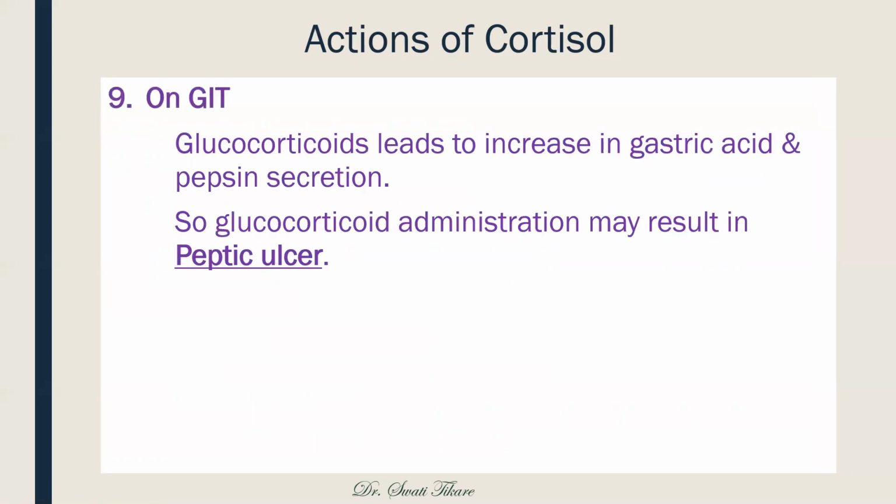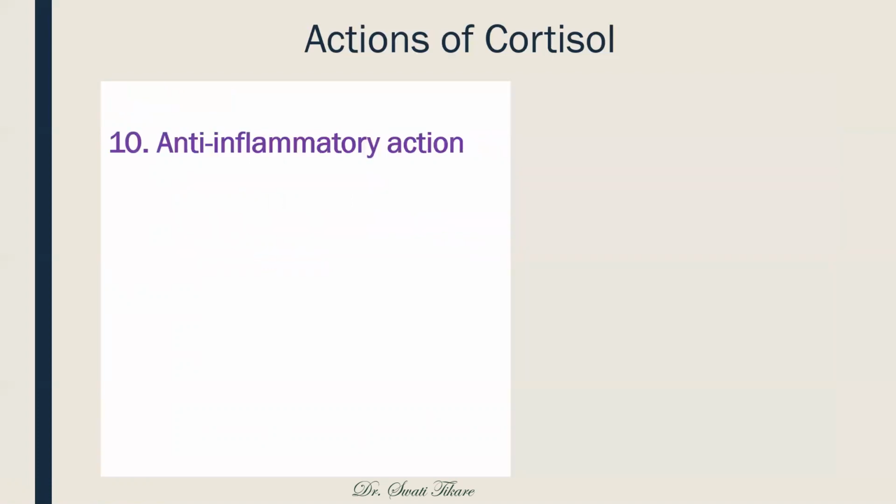On the GIT, the glucocorticoids increase the gastric acid and pepsin secretion. So whenever the glucocorticoids are administered, it may result in peptic ulcer. This is not the action of cortisol which is produced inside the body. Okay, when it is given externally, this could be the factor. And it is only an additional one. We know that the gastric ulcer has an infective component to it, right?